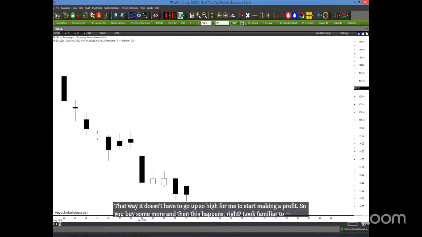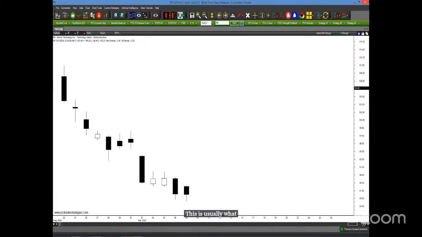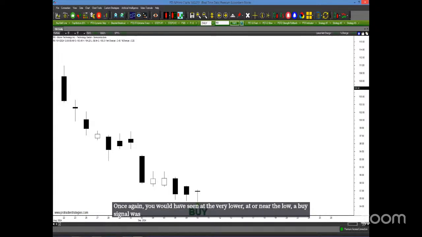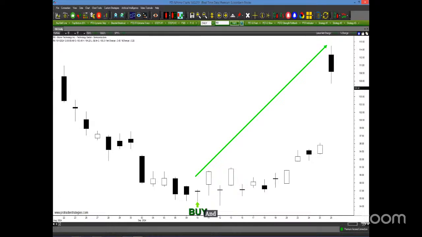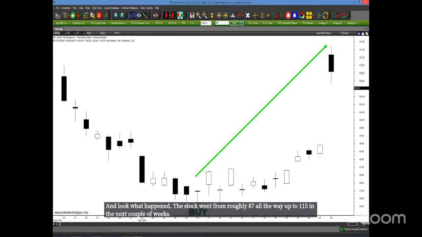This is usually what happens with faulty methods or systems that try to determine when a trend is going to change. But if you had simply waited for the PTR, once again, you would have seen that at or near the low, a buy signal was generated, meaning that most likely the trend is about to change. And look what happened. The stock went from roughly 87 all the way up to 115 in the next couple of weeks. This just happened last month.